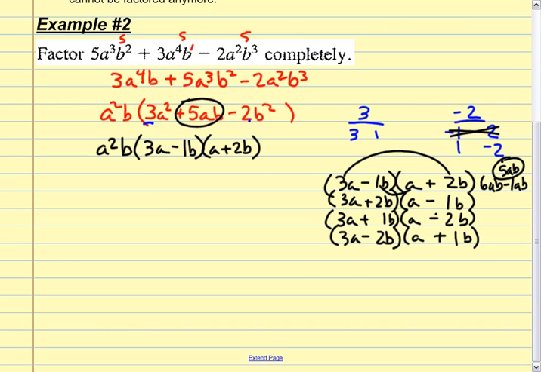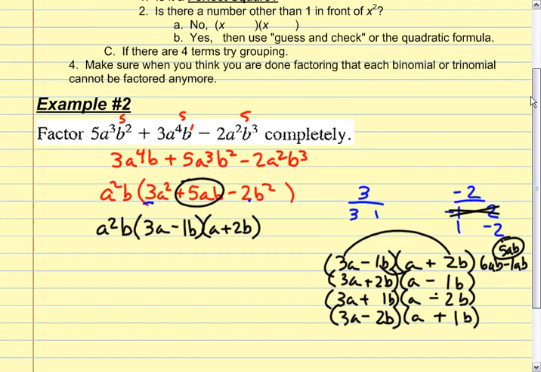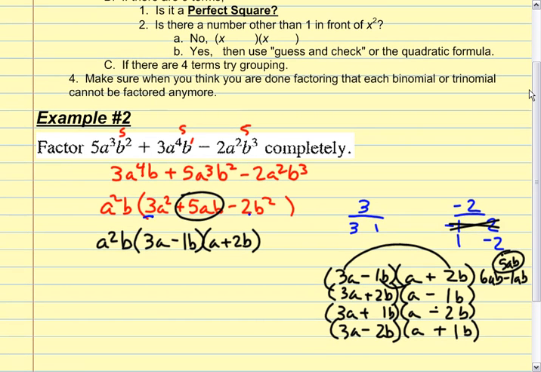Now I'm not quite done. I need to go back up here. The fourth thing I need to do is make sure when you think you are done factoring that each binomial or trinomial cannot be factored anymore. Well, when I look at these two things, that's prime. There's not even any squares in there. You can't pull out anything. So that's it. This is my answer. I have factored it completely.